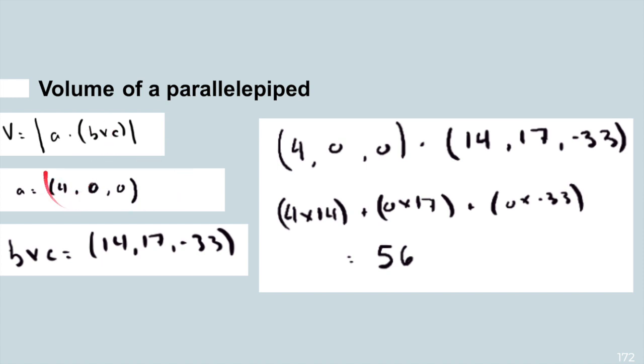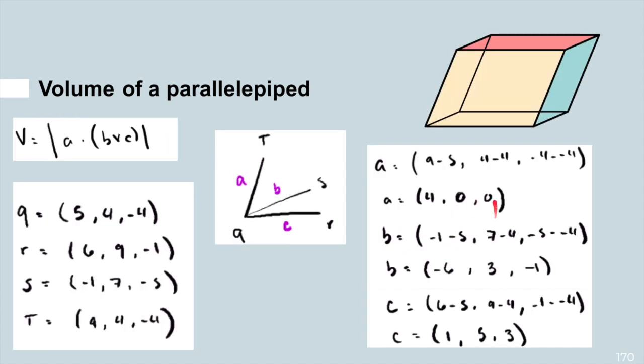So now we have our two vectors left over, and to find the dot product, if you remember, we multiply our x's together, plus a multiplication of our y's together, plus our multiplication of our z's together. So 4 times 14 plus 0 times 17 plus 0 times negative 33, and our answer is 56. So we just figured out what the volume of this parallelepiped is using 4 coordinate points.